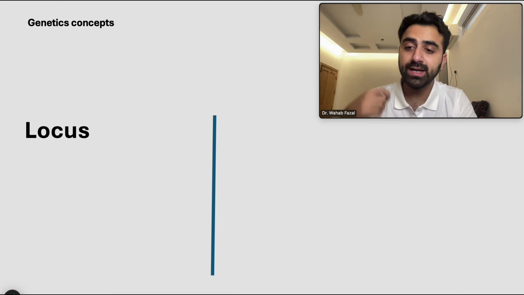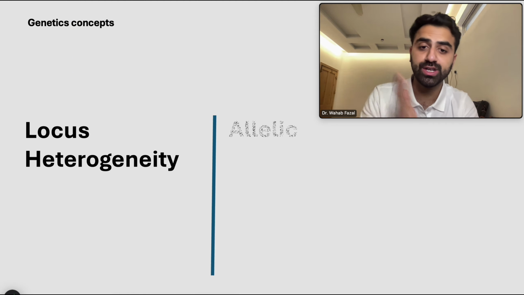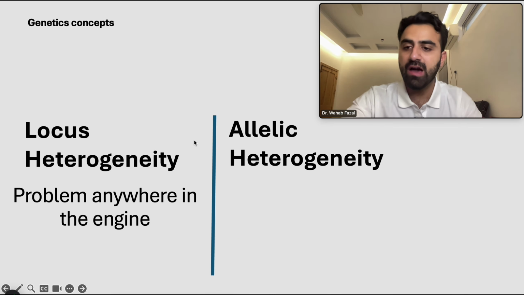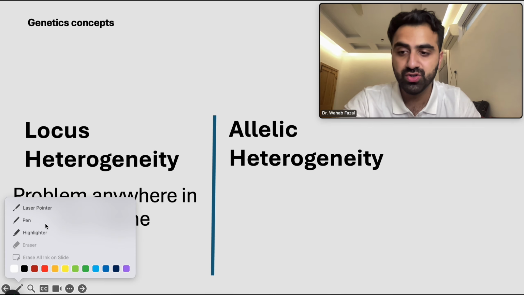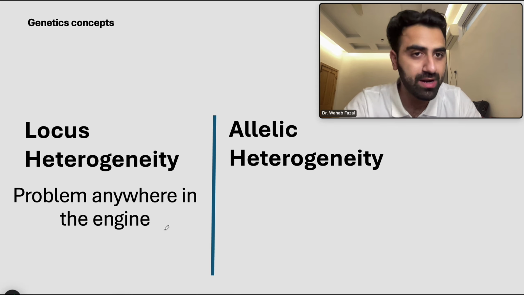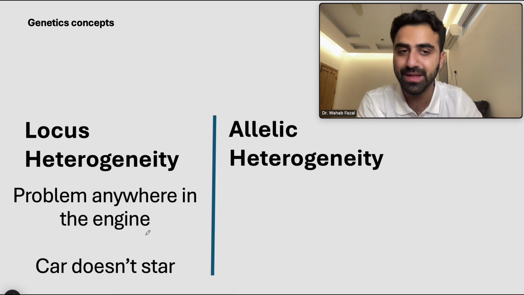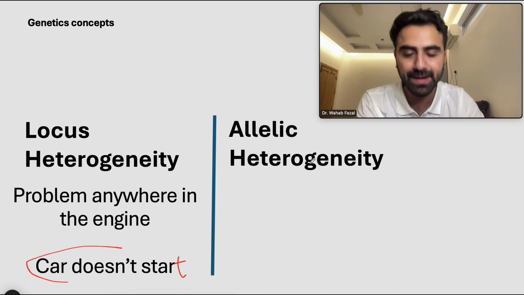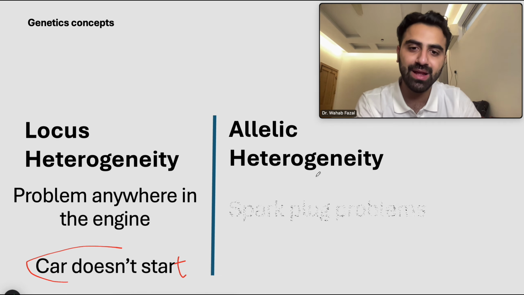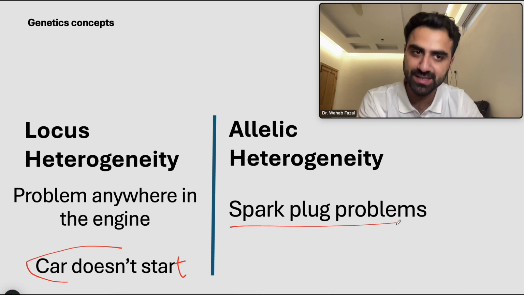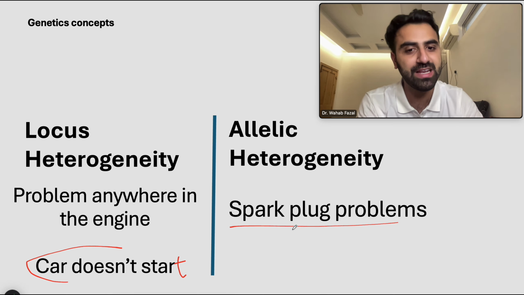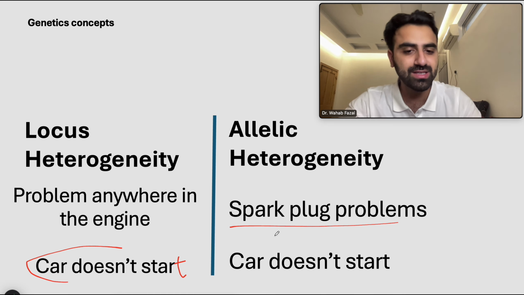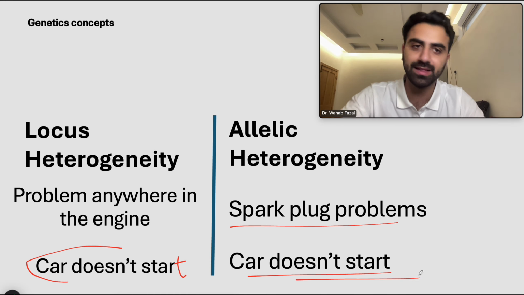Taking an example, the difference between locus heterogeneity and allelic heterogeneity can be understood like this: you have problems anywhere in the engine, on different locations in the engine, but all of them actually result in the car not starting. And with allelic heterogeneity, what happens is that you have very specific spark plug problems, very specific different kinds of problems with the spark plug itself, and what it causes is that the car still doesn't start.